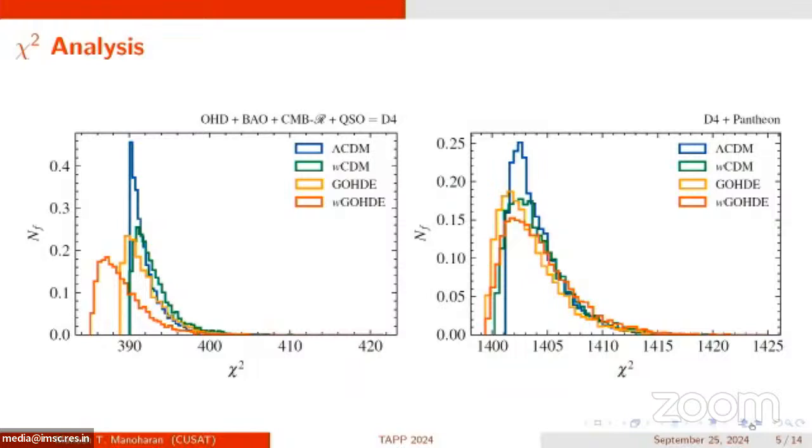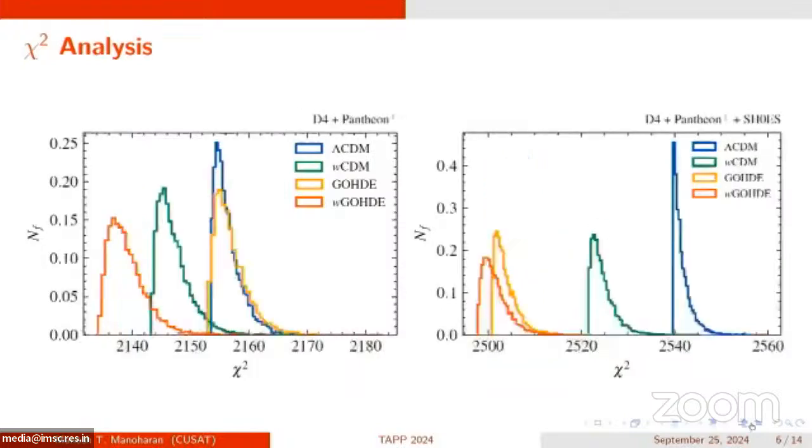And let me tell you why there are two GO-HD models here. If you take the present dark energy equation of state to be -1, that is what I'm calling GO-HD. And if you put that w_z0 as a free parameter, we are calling it the wGO-HD model. And then we can include the Pantheon data, which is the supernova data, without considering the SH0ES prior. We can still see that these models are giving similar results.